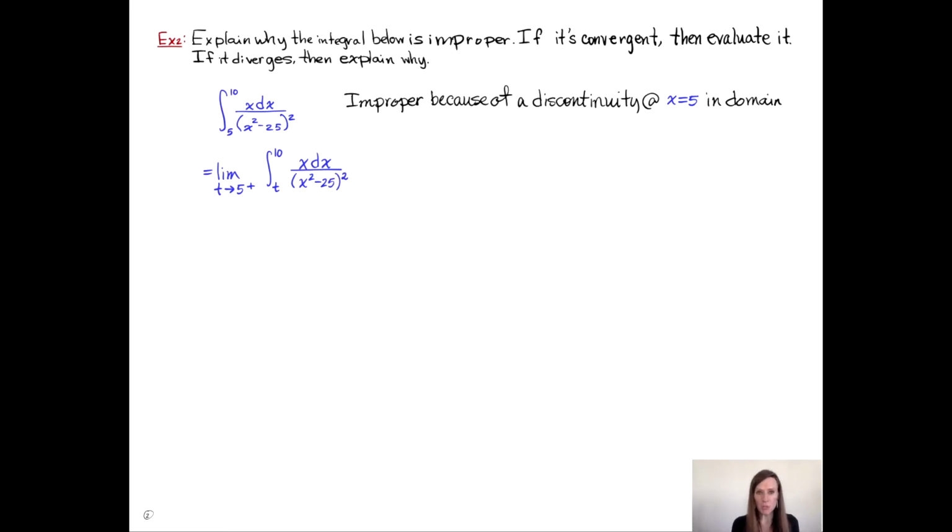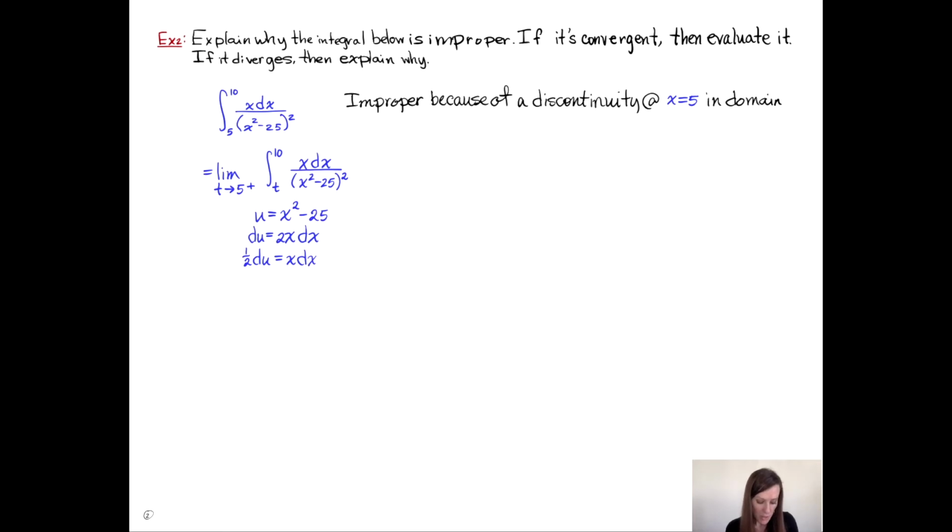So if you can do a u-sub in your head, this is a pretty simple one. That is totally fine. I'm going to go through the u-sub just to show you how you would change your bounds when you're doing a u-sub. So we'll let u equal x squared minus 25, and then du is 2x dx. And dividing both sides by 2, we have 1/2 du is equal to x dx.